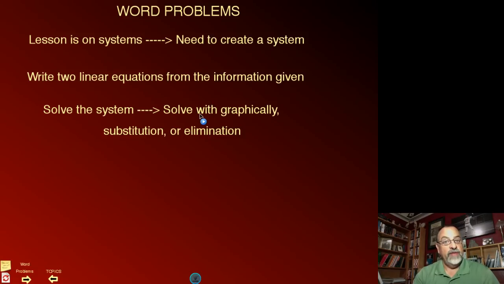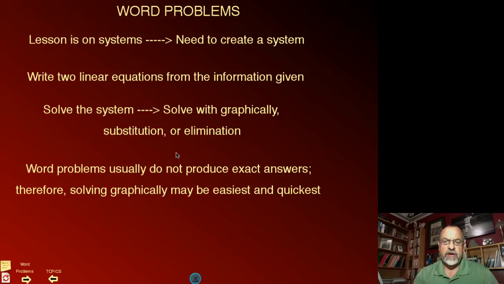So in that case, graphically is probably the place you want to go first, because word problems generally don't come out to a nice even number. And so solving graphically is usually the quickest and easiest way to get that intersection point. So again, use those skills that we have been using, or we talked about and taught you in class. So graphically is probably going to be the easiest thing to do.